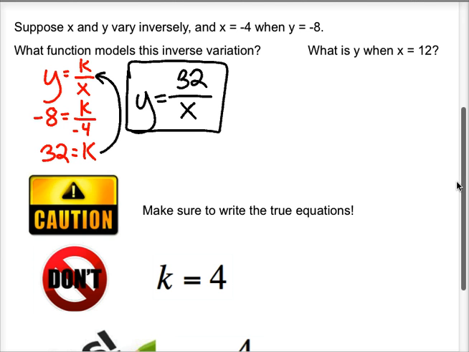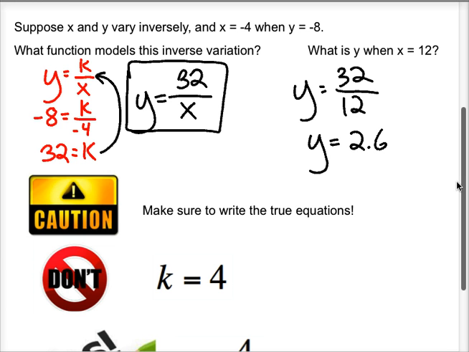So what is y when x is 12? Well, I plug 12 in, so 32 divided by 12. So y is 2.6 repeating, or as a fraction, that would be 8/3.